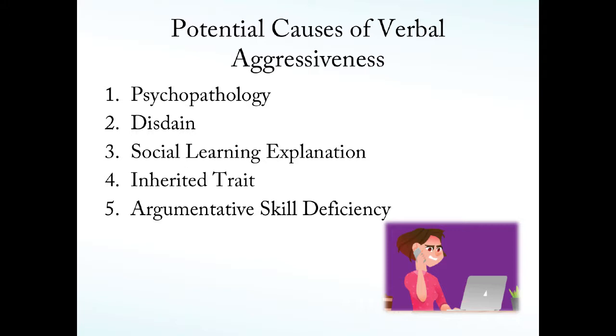So the fourth cause is the inherited trait cause, and the last cause is the argumentative skill deficiency cause. This explanation suggests that individuals become verbally aggressive because they are not motivated and because they don't have the ability to argue. So if I become verbally aggressive because I get partway through an argument and just can't think of something else to say, or I'm just not interested in continuing to contribute in a constructive way, then you might say that argumentative skill deficiency is the reason for my verbal aggressiveness. So those are the 5 causes. There isn't a whole lot of faith in any of the 5, although the inherited trait is certainly interesting and piques researchers' minds quite a bit.